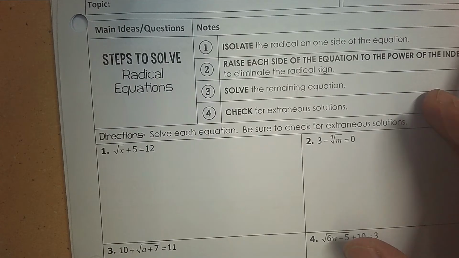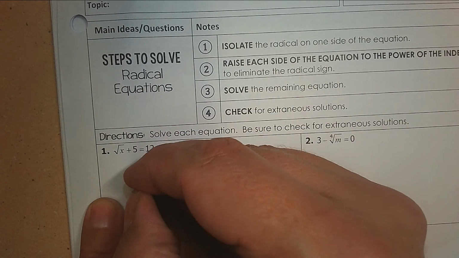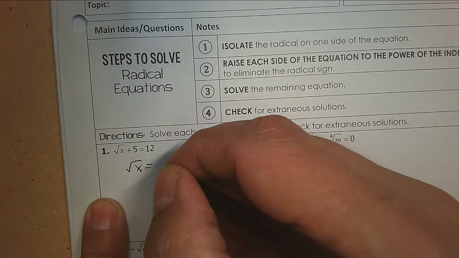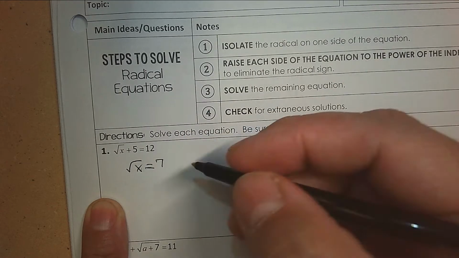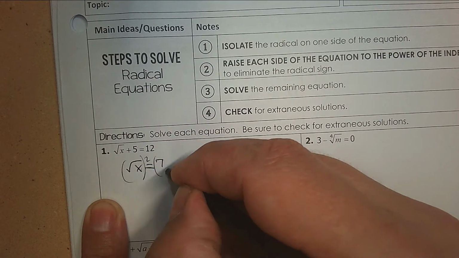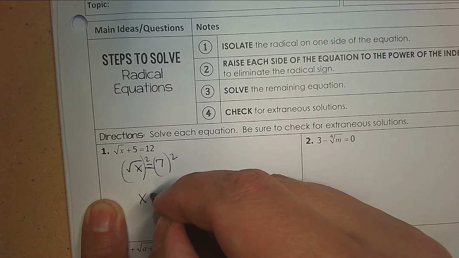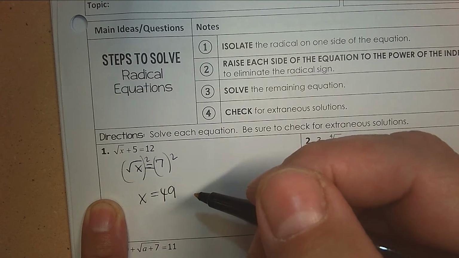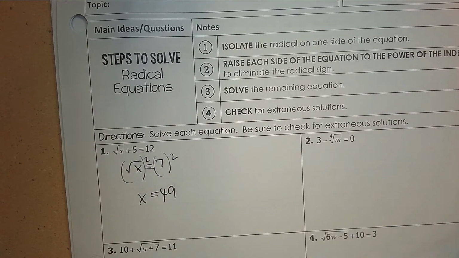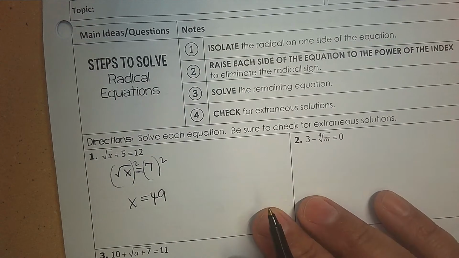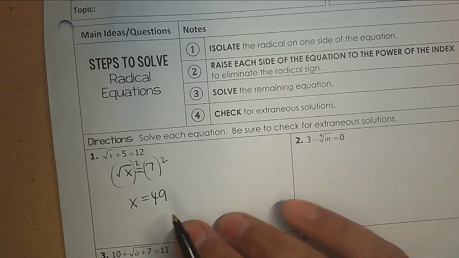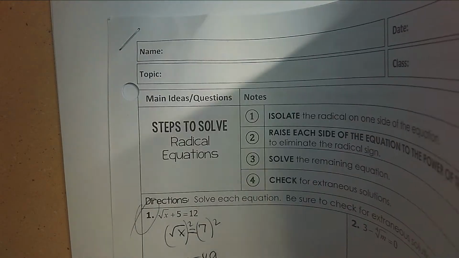So here, we want to isolate the radicals. So we're going to subtract 5. So 12 subtract 5 is 7. And then to undo that, we're going to square both sides. So 7 squared is 49. Wait a second, I'm doing not the homework. That's question 1 from the lesson. Anyway, the answer is still 49.